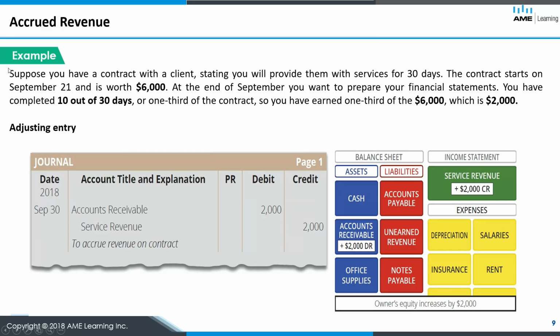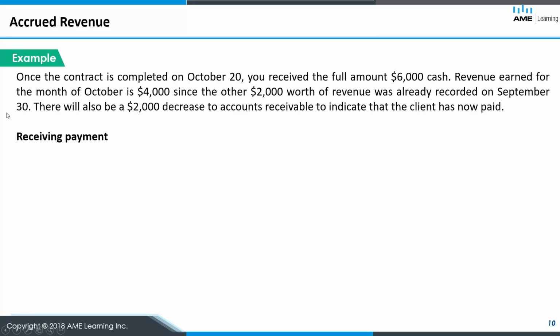So hopefully you can see how there's a difference between when we use accounts receivable just for single transactions versus where we need to do this kind of analysis and adjusting entry because we have some contract in place that covers a period of time, and we have to do some of that analysis to figure out how much revenue we've earned over that time period.